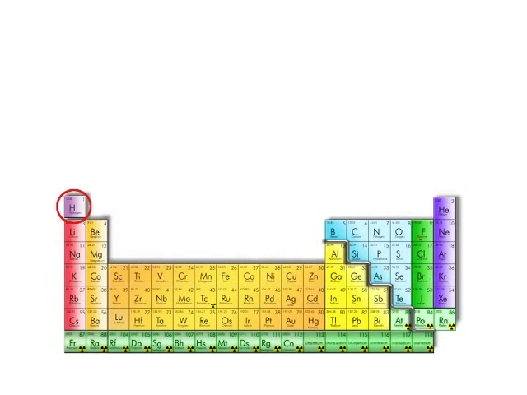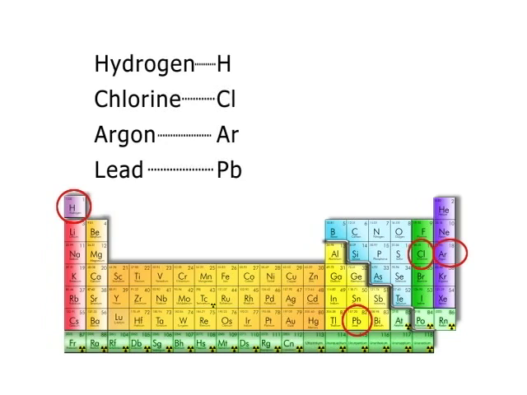As we know, each element has a name and an abbreviated chemical symbol that goes with that name. Hydrogen, chlorine, argon, and lead, or H, Cl, Ar, and Pb. Fortunately, there's only about 100 elements and abbreviated symbols to deal with.